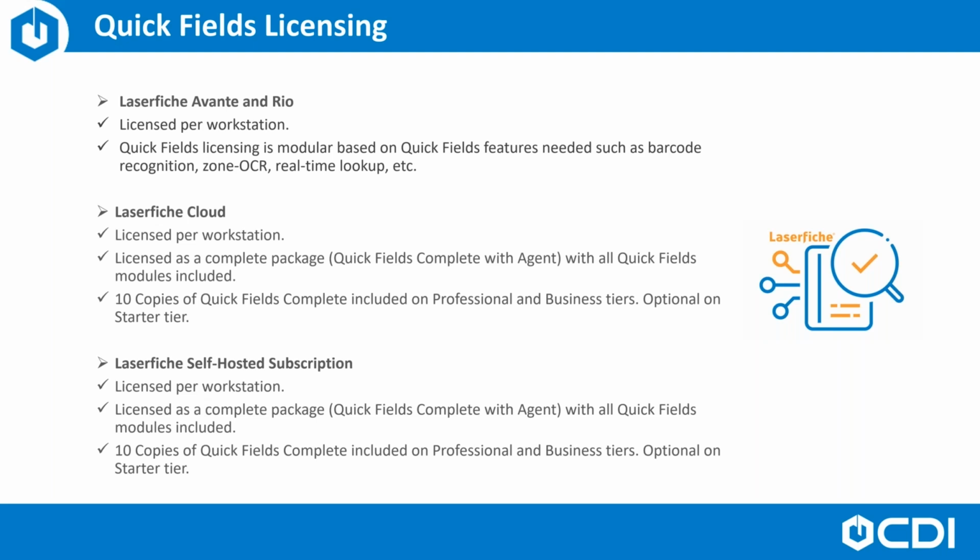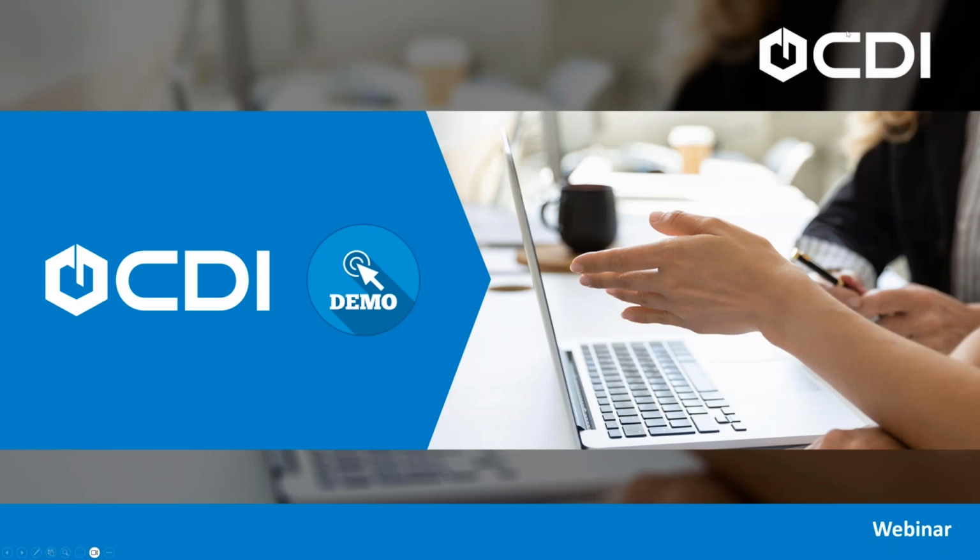And then if you're on the professional or business tier, you actually get 10 copies of QuickFields with those platforms, right, with that licensing tier. So basically you get 10 copies of QuickFields that can be installed on 10 different workstations. On the starter tier for both Laserfiche Cloud and subscription, it's an optional add-on. So again, big benefit moving to Laserfiche Cloud or self-hosted subscription may be the fact that you get 10 copies of QuickFields included. So if you're looking to do a lot of batch processing of documents, this could be a great platform for you all. All right, let's get into the live demo here.